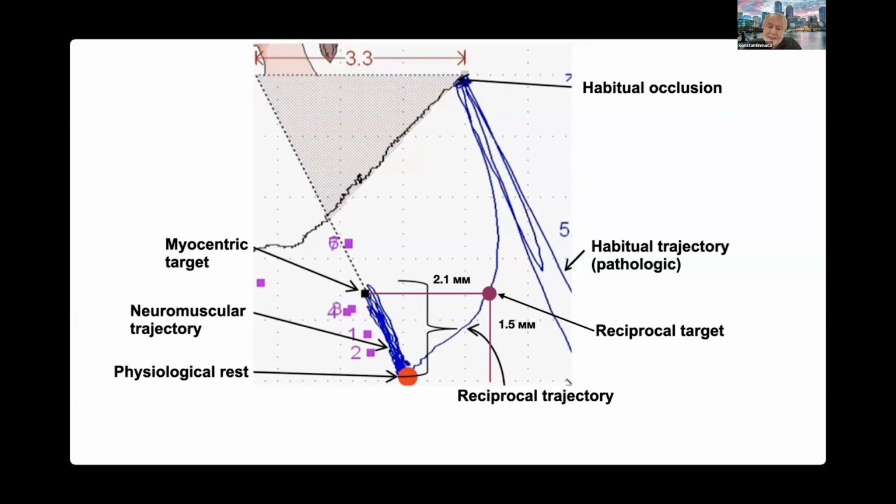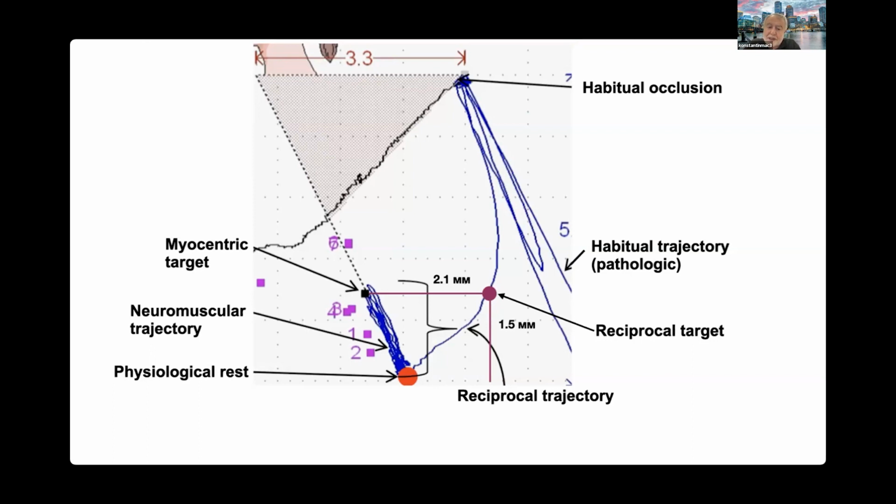But also another line goes from the red dot to the habitual occlusion. And this I call reciprocal trajectory. What it is, we just simply told the patient to close his or her mouth. And this is how they close. They turn on the central nervous system, and this is a reciprocal response. This is how the jaw goes to close the mouth.